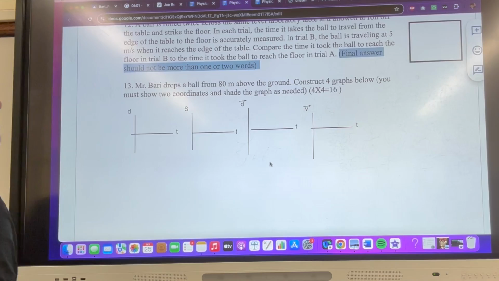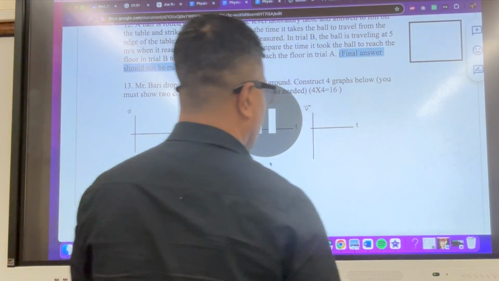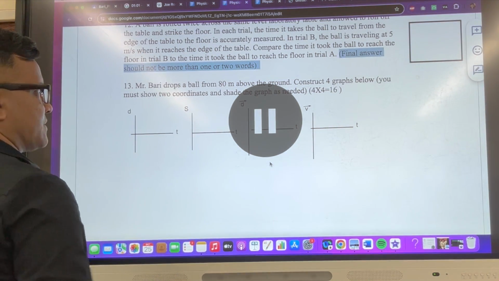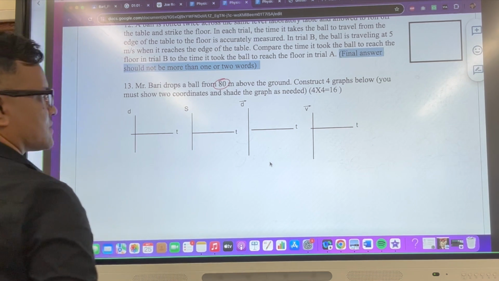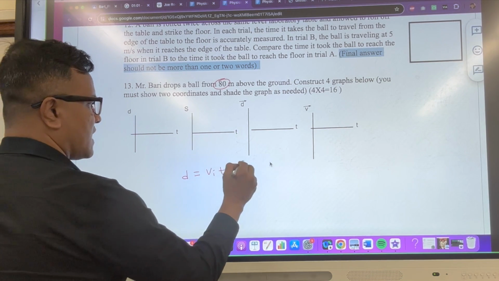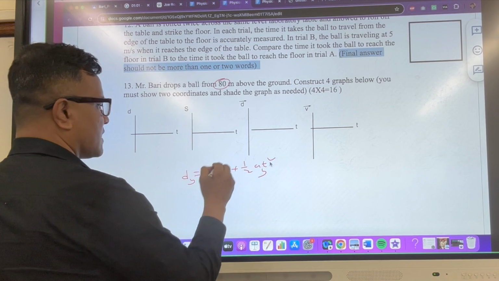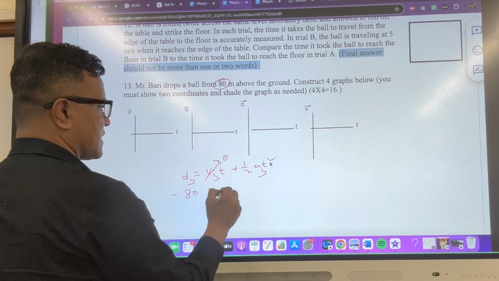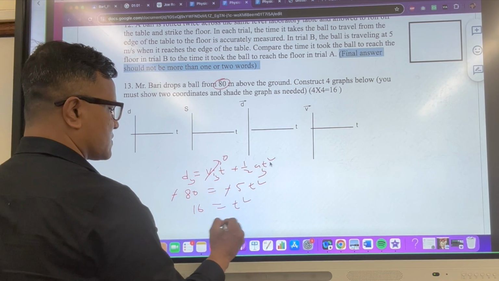Now the last question, you drop it from 80. The other set I gave you 45, but this one I gave you 80. If you drop it from 80 meters tall, then it takes only 4 seconds. How is that? d is equal to vit plus half at squared. Since you want to find the time, only the y direction matters, and Vy is 0 when you drop. Negative 80 equals negative 5 t squared. Negative negative cancel. 16 is equal to t squared, so t is equal to 4.